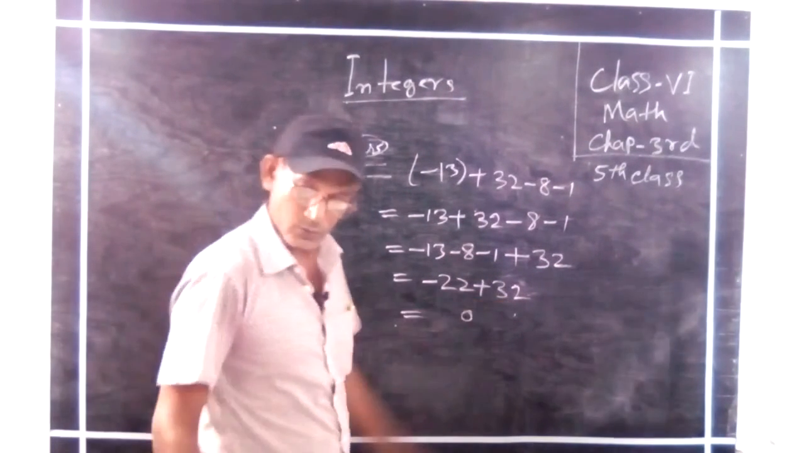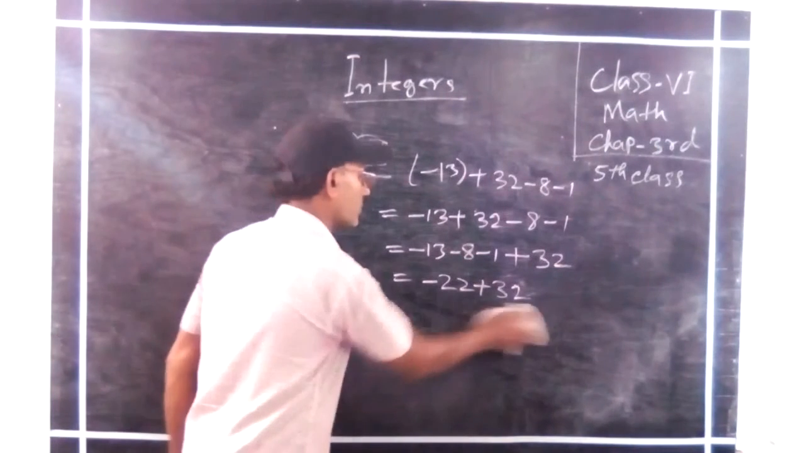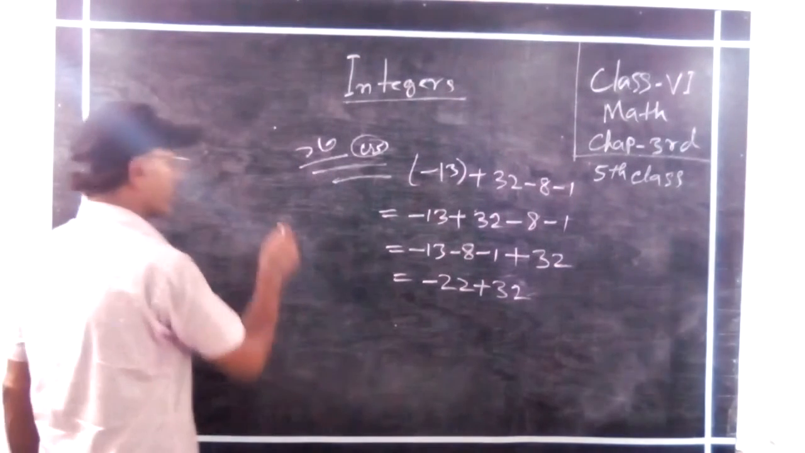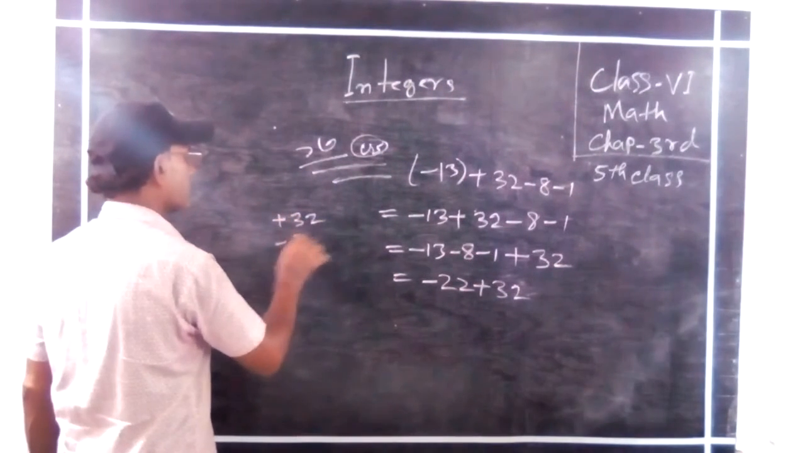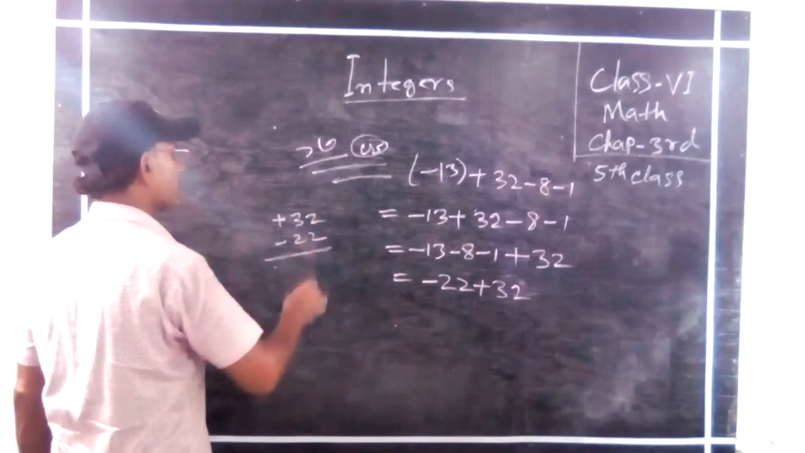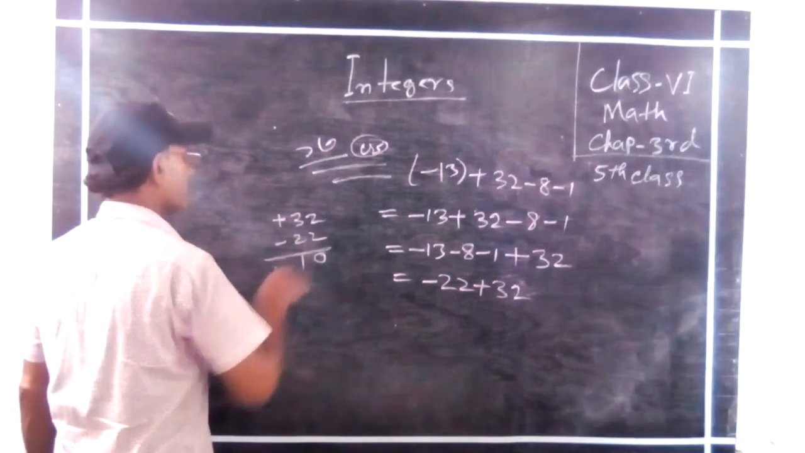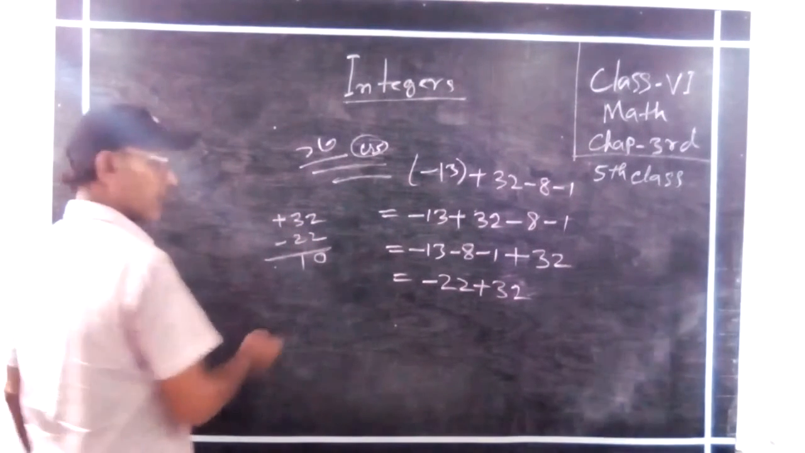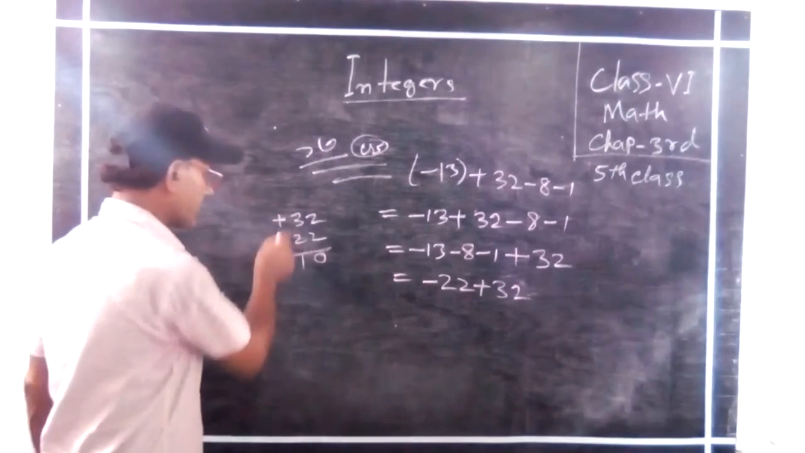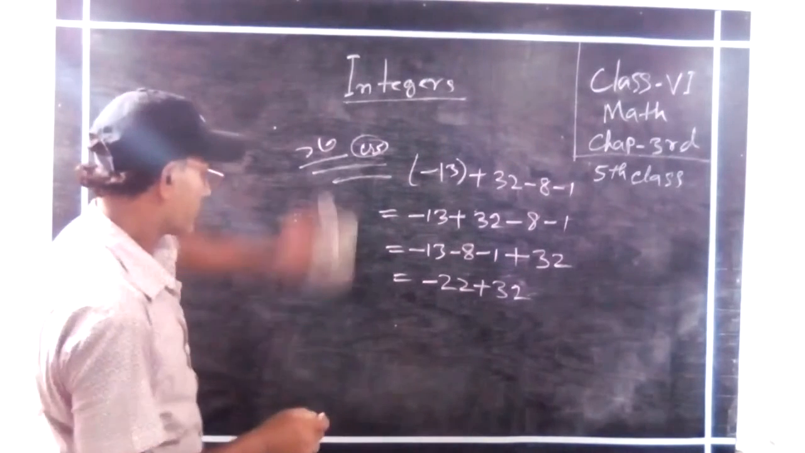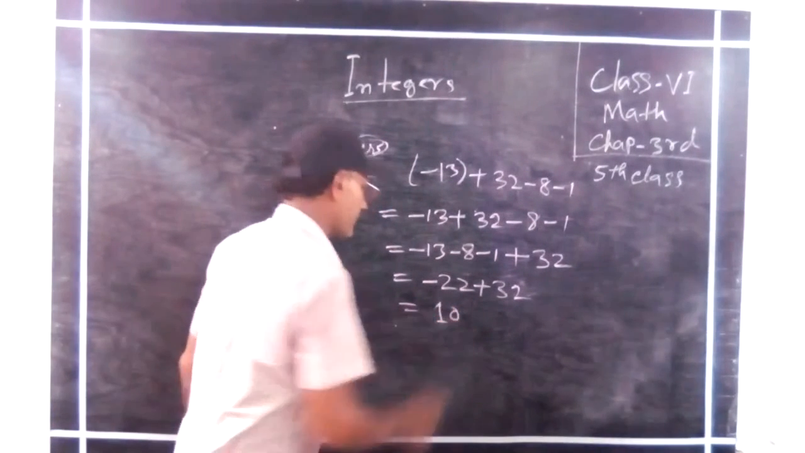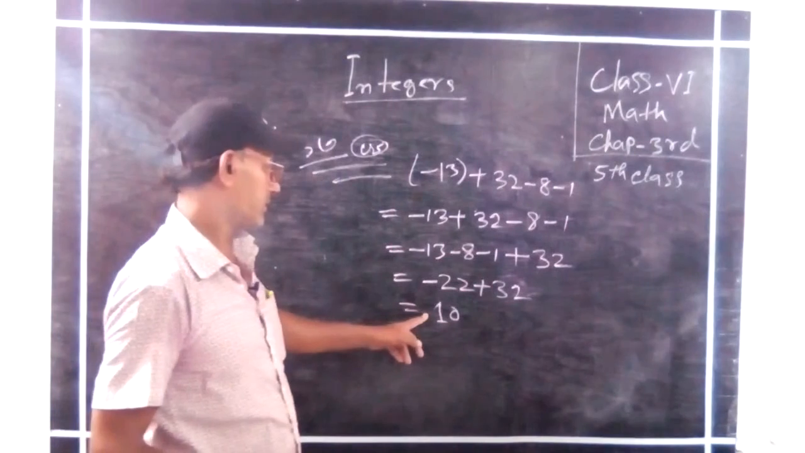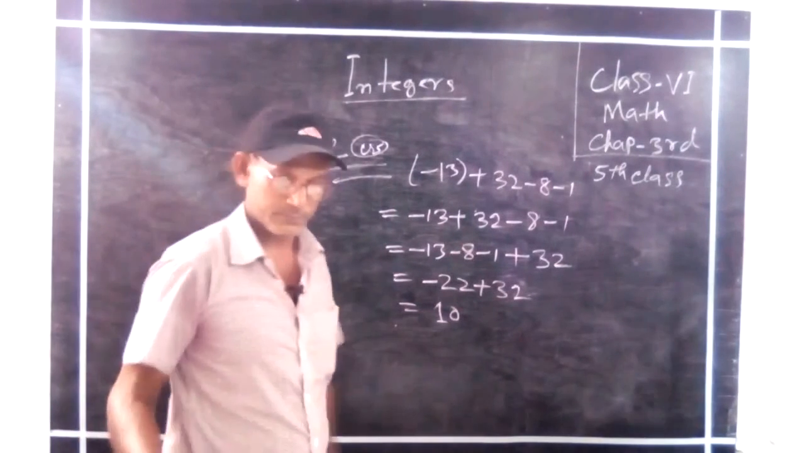So we can write here plus 32 minus 22. That means we subtract here, and we will use the plus sign. So we can write here plus 10. Plus 10, that means plus 10.